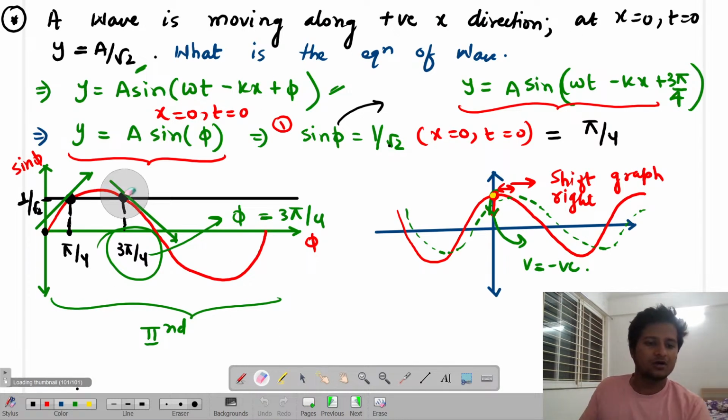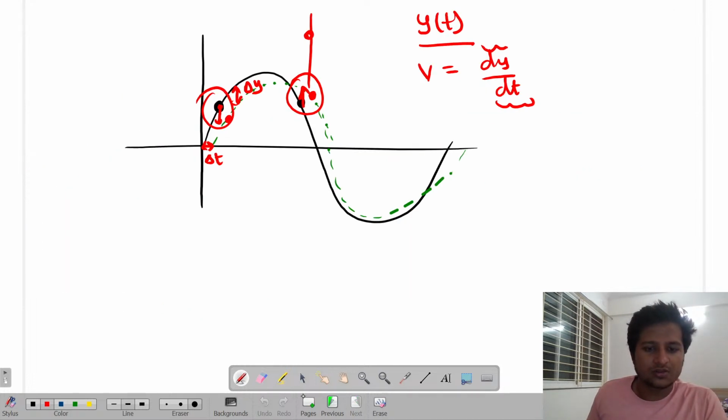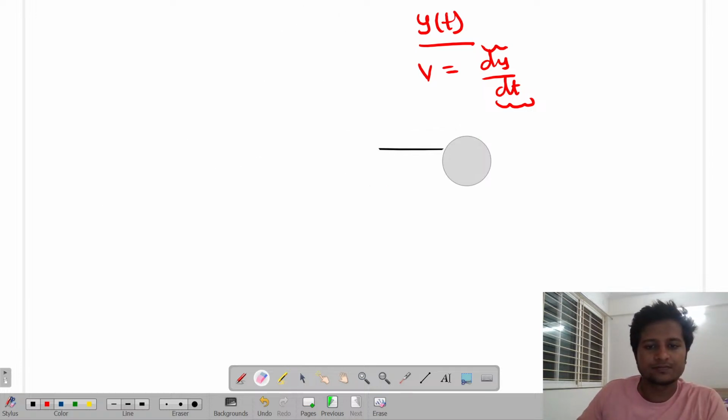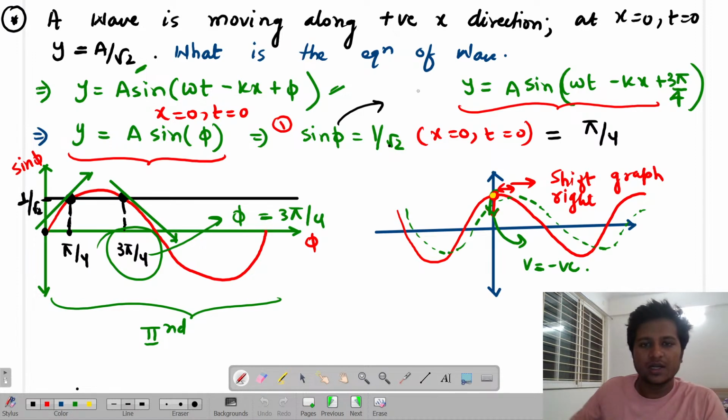We can't, because here the slope is not going to tell you anything. Right now I'll show you one case. Let us just understand one case. This was a case of a graph which was moving in the positive x direction.